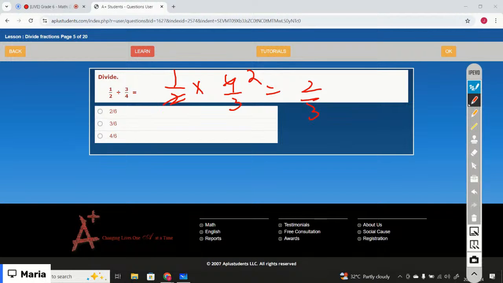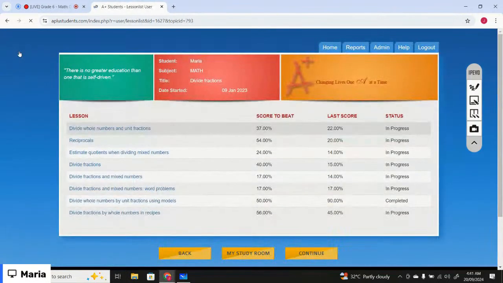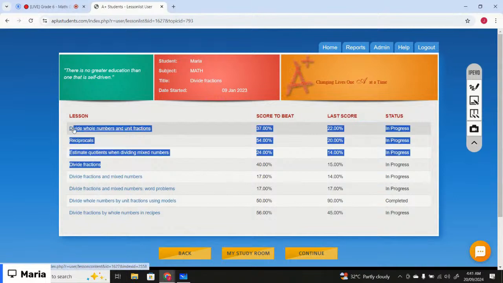So we were working on grade 6 math. The chapter we were working on is divide fractions, and the lessons we have covered today are divide whole number and unit fractions, reciprocals, estimate quotients when dividing mixed numbers, and divide fractions.